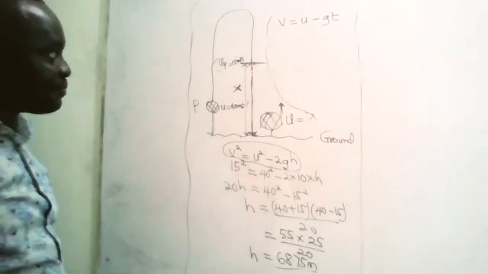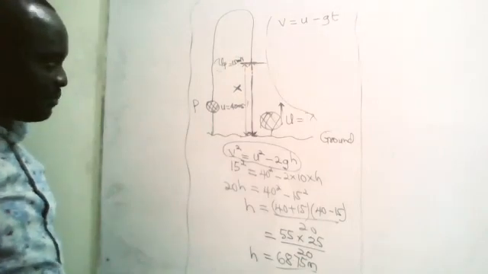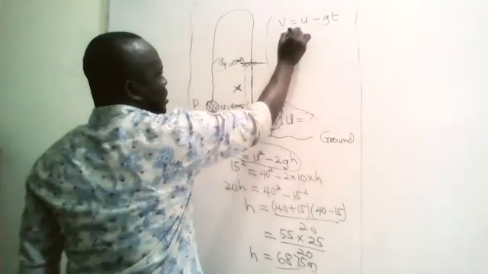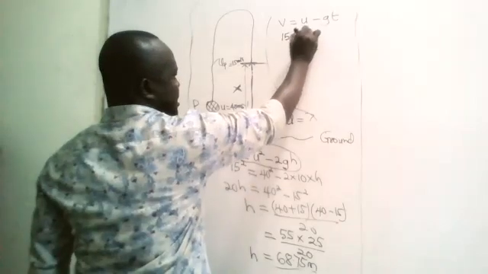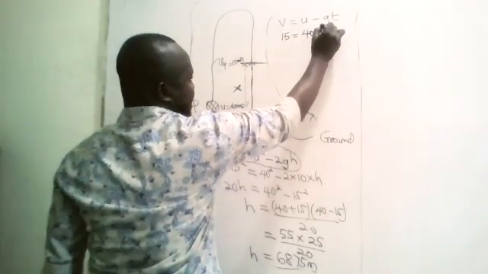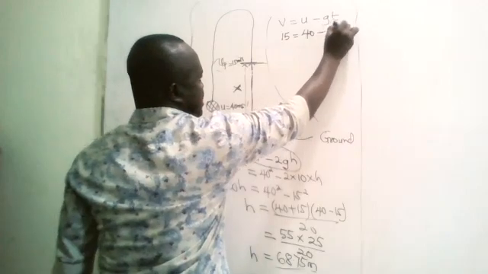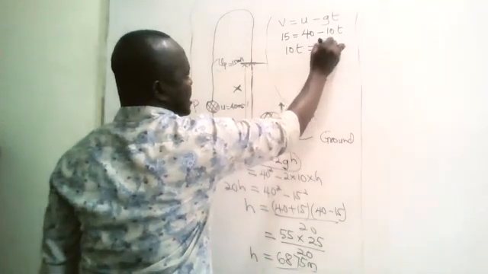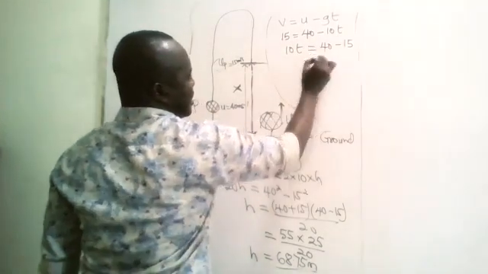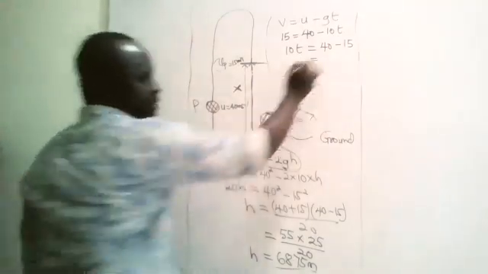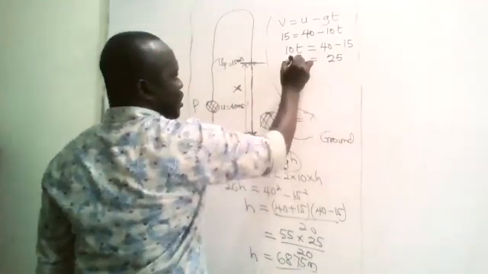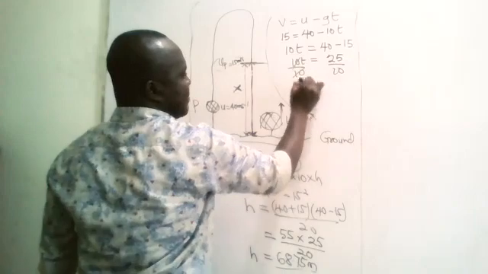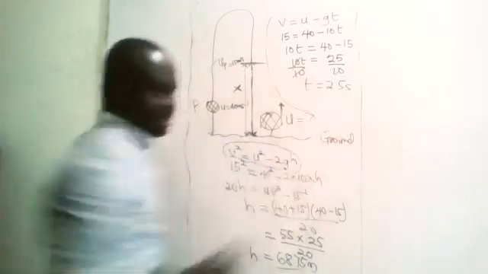Class, are you there? Yes. Good. So what is V? V is 15. What is U? U is 40. g is 10. So 10T is equal to 40 minus 15. And 40 minus 15 is 25. So 10T is 25, giving us T as 2.5 seconds.